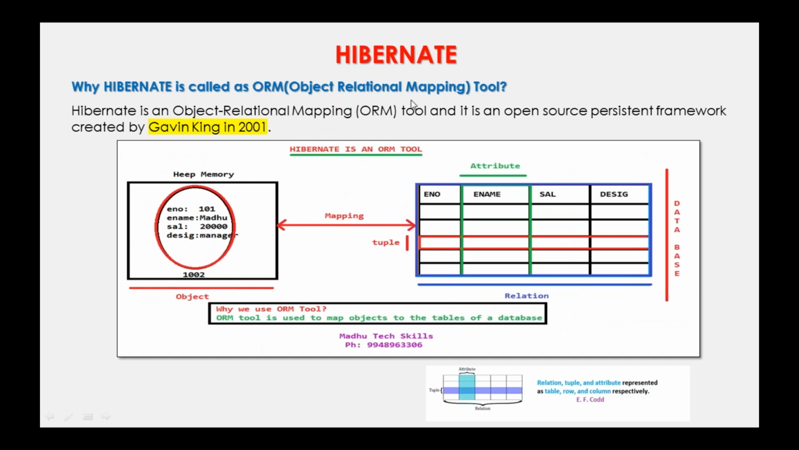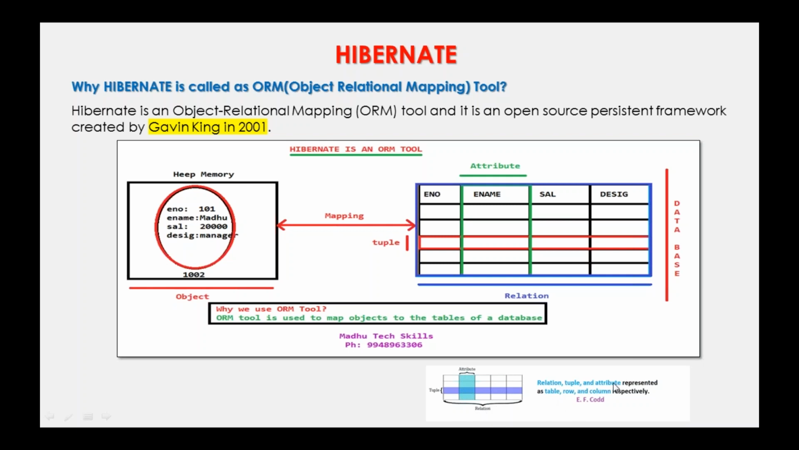So this is why it is called an ORM tool, object relational mapping. That's why it is called an ORM tool. See this, here I have also given proof. At the bottom of this page, you can see that it is called a relation. I have copied it from Wikipedia.